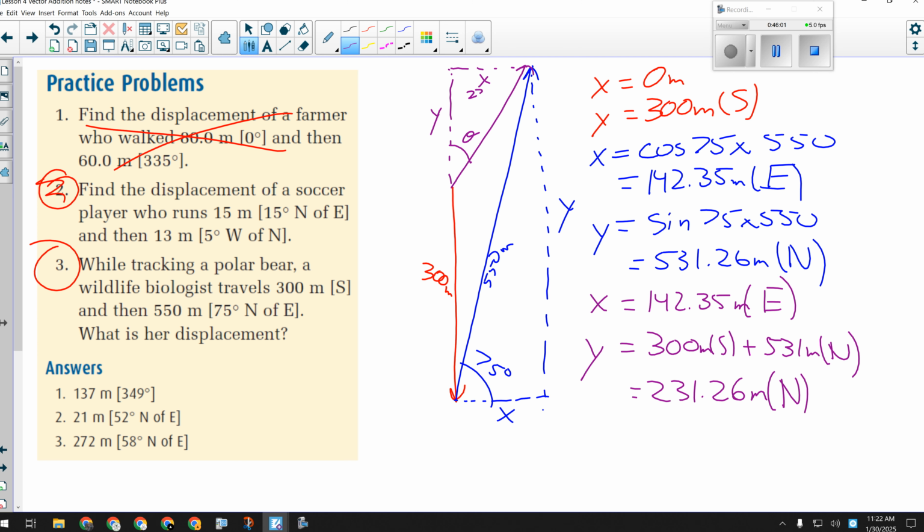All right, so now I've got the two sides of this. I know this one's 231, and this one is 142. Actually, my diagram didn't end up being all that bad, did it? Okay, it's still at least somewhat reflecting. It doesn't have to be 100%, but it is showing that y is bigger than x, so I did okay on that diagram. Okay, so now I need to calculate what the overall displacement is and what the angle is.